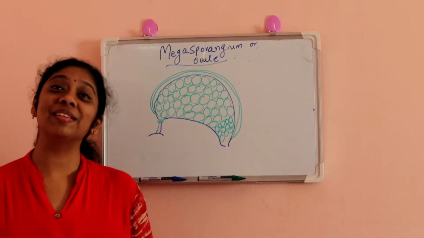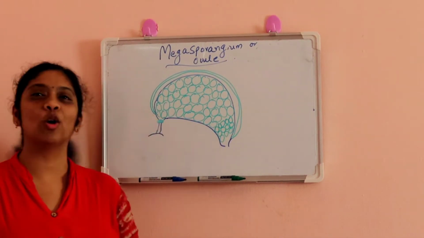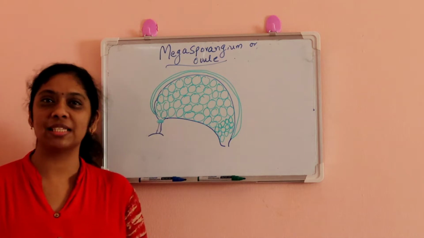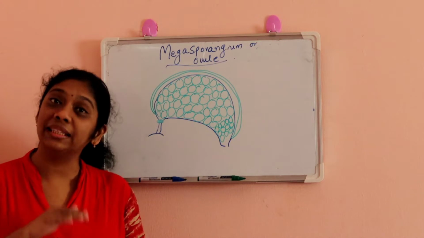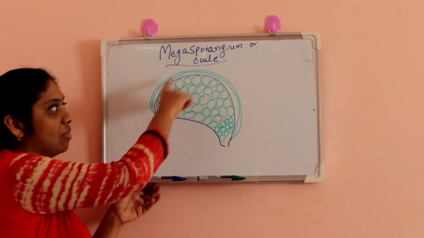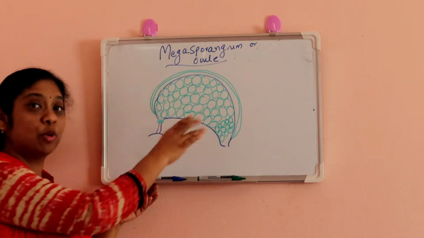Hello everyone, today we will study the detailed structure of the ovule or the megasporangium. The ovule is part of the female reproductive part of the flower: ovary, style and stigma. Inside the ovary, the ovule is present. That is this structure, the ovule or the megasporangium.